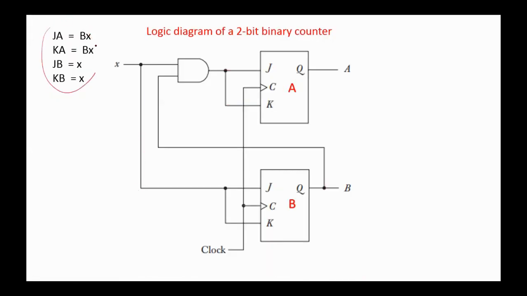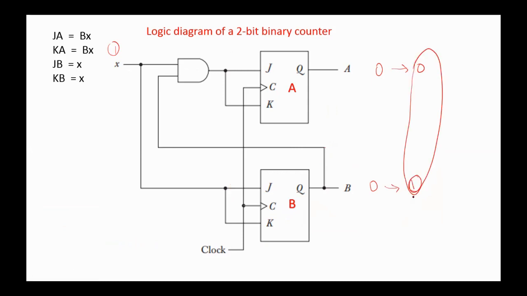Now having these equations for the flip-flop inputs, we can draw the logic diagram of a 2-bit binary counter. Both JA and KA equal BX, here B ANDed with X, and JB and KB equal X. Suppose that the initial count is 00, and here we have 1. So here we'll have 1, 1, and here, since we have 0, we'll have 0, 0 store, and here 1, 1 store complement.